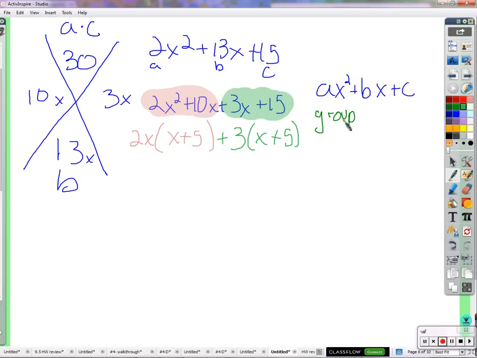What do you notice about these 2? They're just distributed. What do you notice about this parentheses? Those 2 are the same. They're the same. Oh, okay, I see the pair.